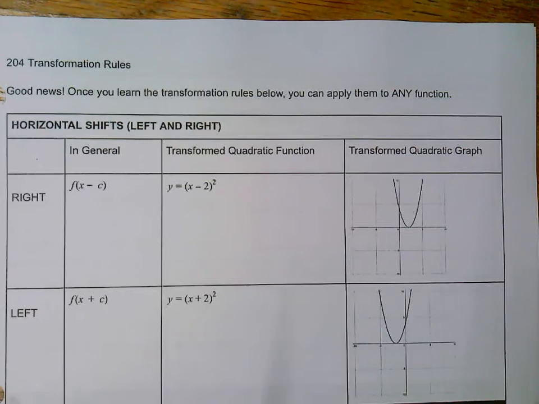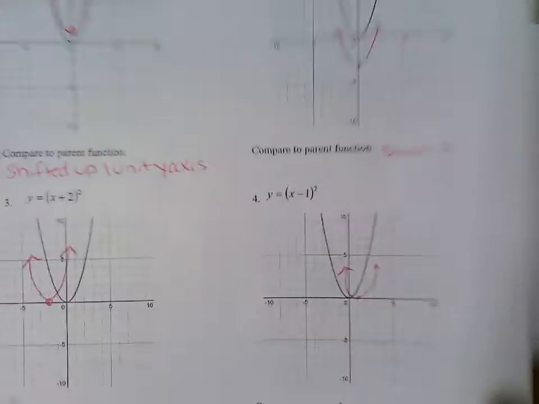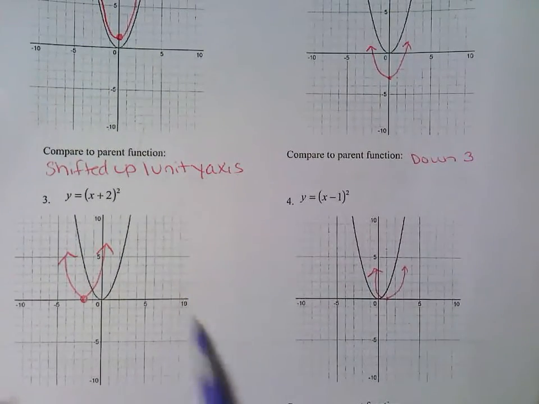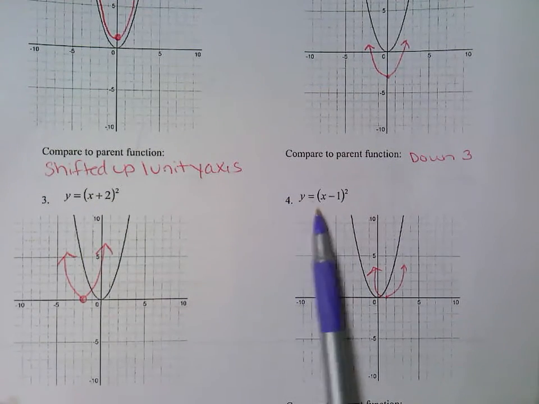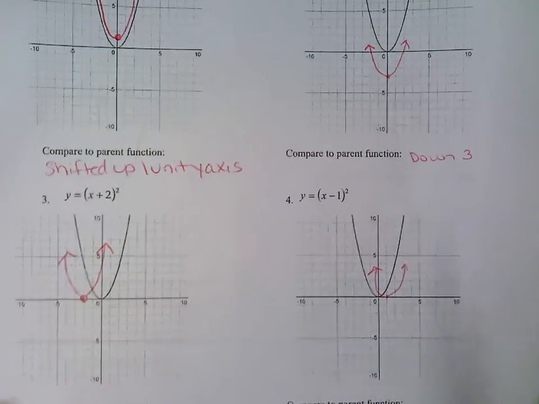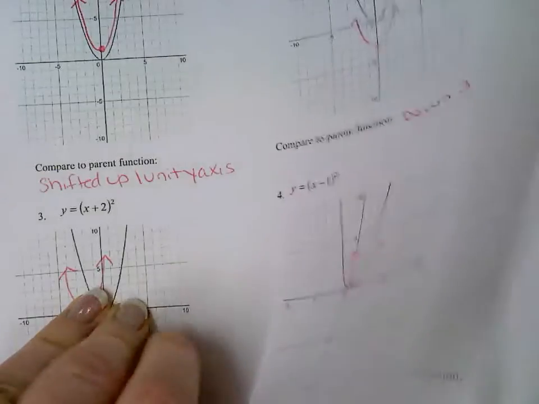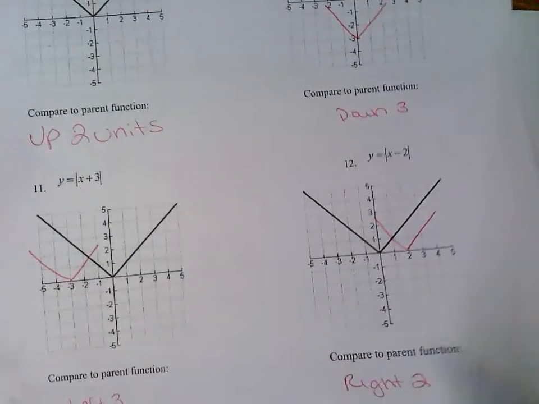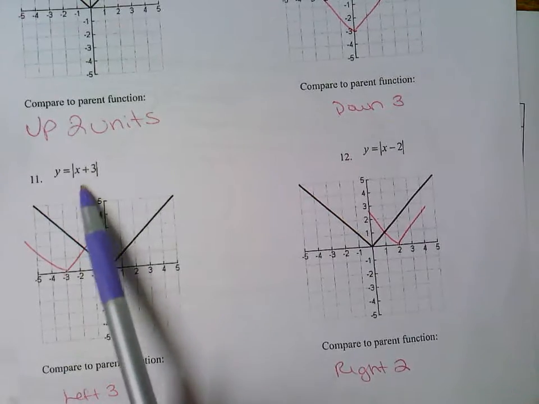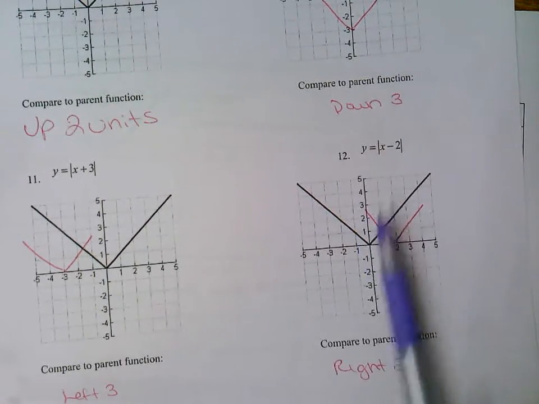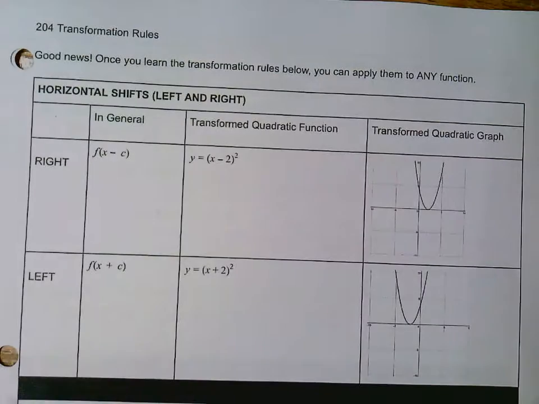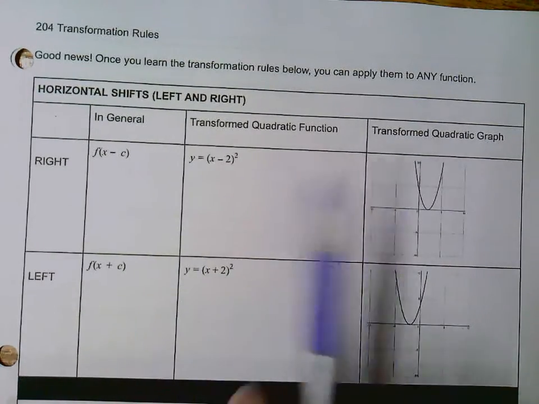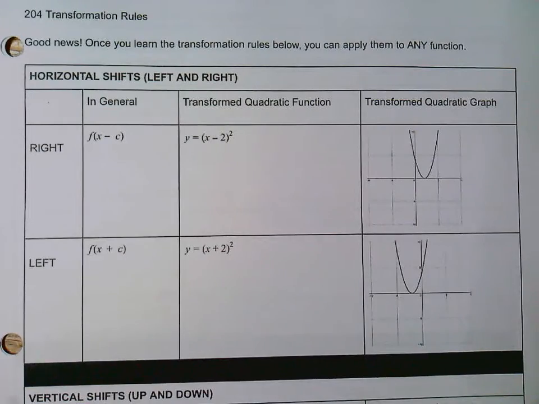And you should have seen this on the front page of your transformation exploration, that x plus 2 went to the left, x minus 1 went to the right, and also with absolute value. X plus 3 went to the left, and x minus 2 went to the right. Some people are confused by the rights and the lefts. They're kind of opposite what you might think.